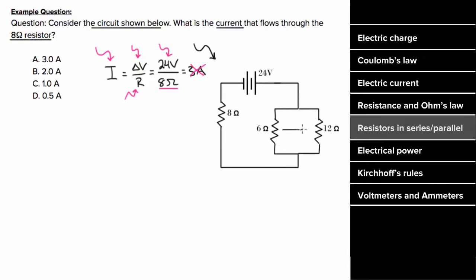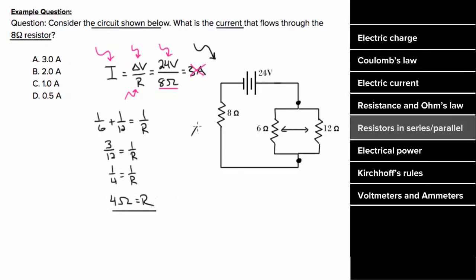The 6 and the 12 are in parallel, so we can say that 1 over 6 plus 1 over 12 would equal 1 over the resistance of that portion of the circuit. This is going to equal 3/12, which is 1/4. So that means that parallel portion of the circuit has an equivalent resistance of 4 ohms. So between this point and this point, there are 4 ohms of resistance, and that equivalent resistance is in series with this 8 ohm resistor. So we can add 4 and 8 and get 12 ohms of total resistance.